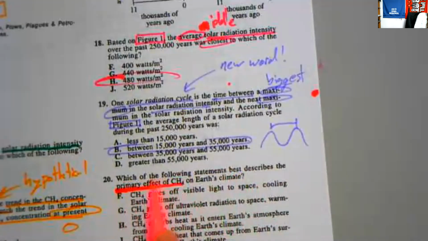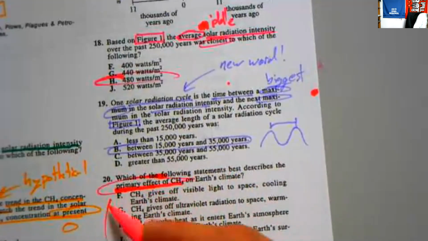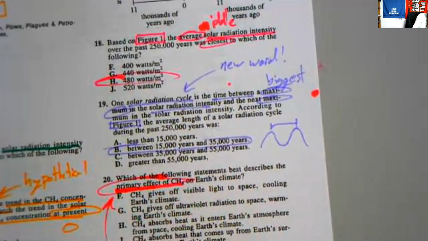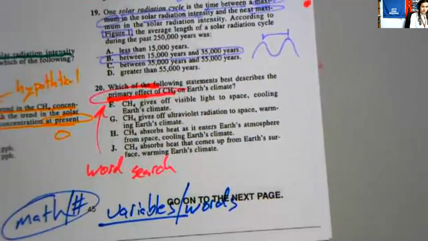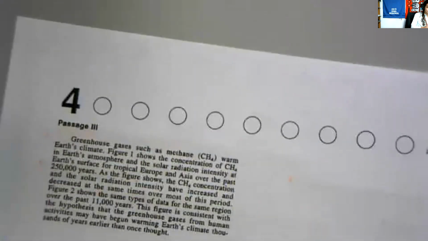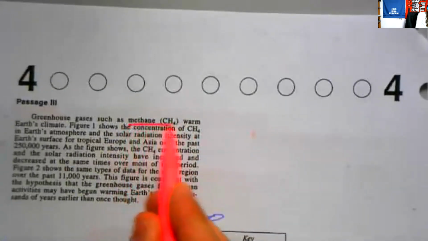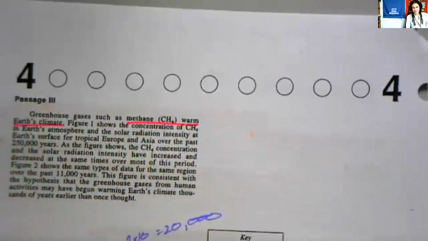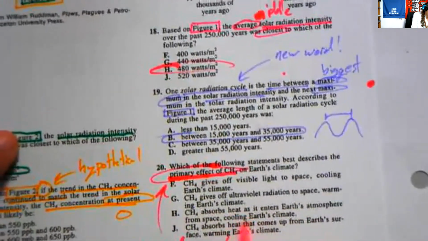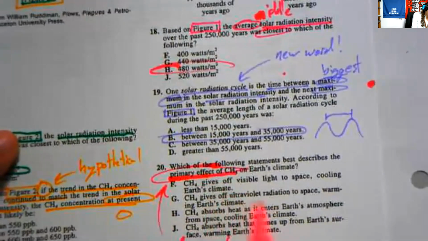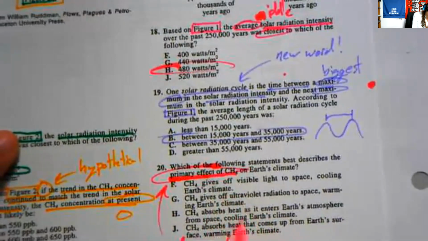I see that primary effect of CH4, and I think that that's time to word search. Let's go look for CH4. I think that pen's died. If you go look back in the text for effect of CH4, methane, warm Earth's climate. You can do that. So it's going to warm. So what do we get? Absorbs heat. Okay, what do we got?